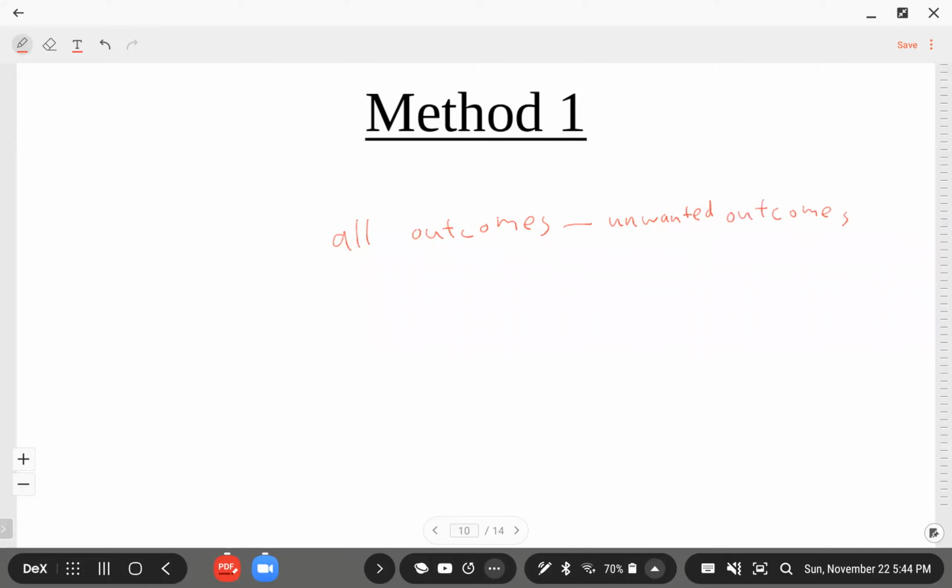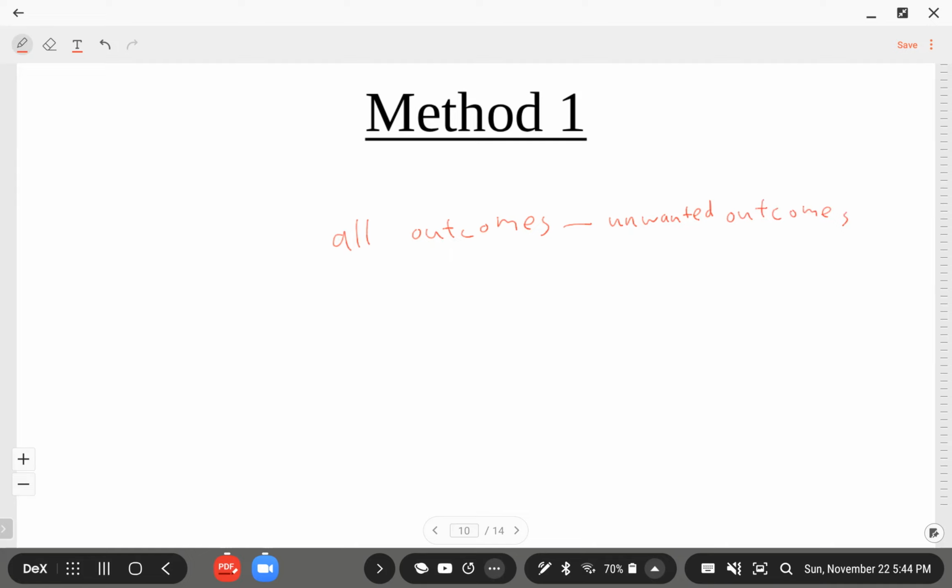Unwanted outcomes, right? So that is method 1, the exclusion method. If you subtract all these unwanted outcomes from all the outcomes, then you get the wanted outcomes, right?